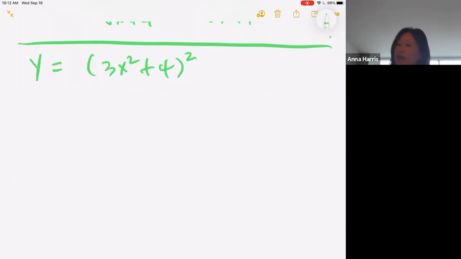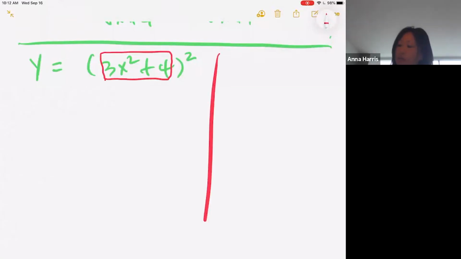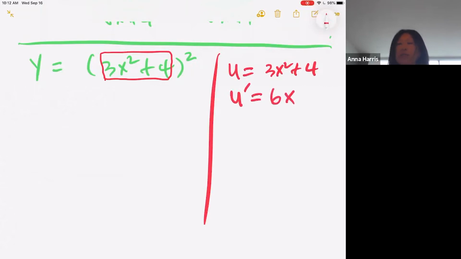So first thing first, just think about stuff that you already know how to do. You know how to do which part? That part, right? So write down that as your u. So u is equal to 3x squared plus 4, and then u prime is 6x. That's the first step you're going to do. Do the one you know how to do first, which means inside the parentheses. Inside the parentheses, usually you know how to do.